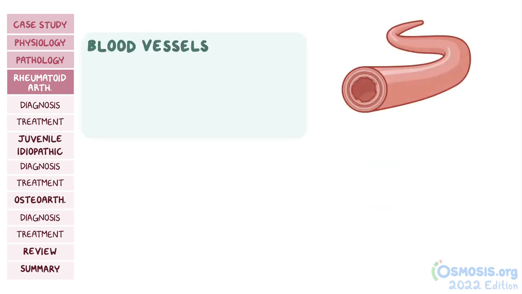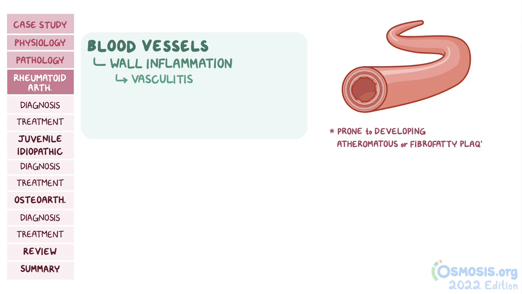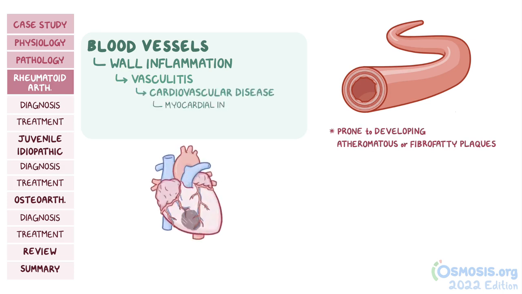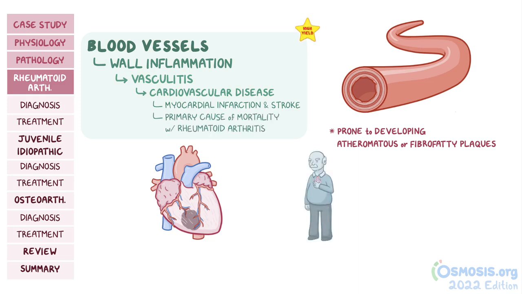Blood vessels can also be affected, causing wall inflammation resulting in various forms of vasculitis, which can make blood vessels more prone to developing atheromatous or fibrofatty plaques. These can lead to cardiovascular disease like myocardial infarction and stroke. In fact, cardiovascular disease is the primary cause of mortality associated with rheumatoid arthritis.